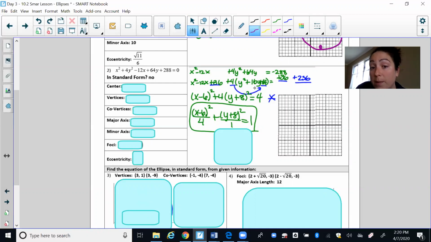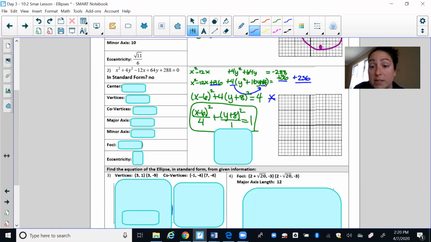Because again, 64 divided by 4 is 16. So now we can complete the square. So starting with x squared minus 12x plus 36, we take b divided by 2, square it. And that's what we add to both sides. So negative 12 divided by 2 is negative 6. Negative 6 squared is 36. So I add 36 to both sides. And then 16 divided by 2 is 8.